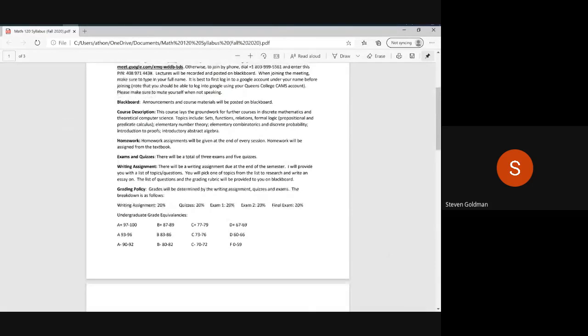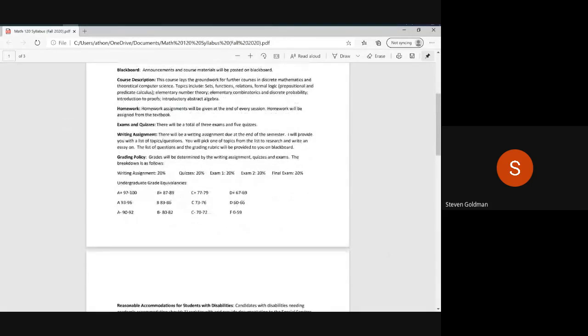Okay. All right. Homework will be assigned from the textbook as well. That's why generally it's good to try and have the same edition, because sometimes different editions will change some of the homework problems or change the numbering.